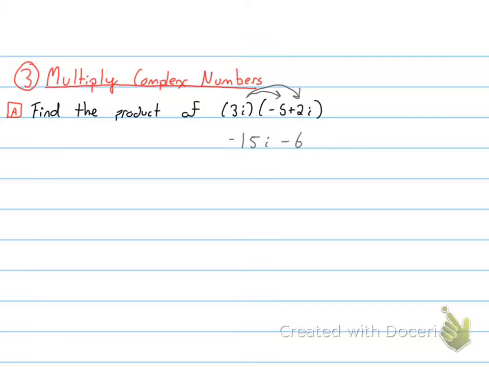And now 6 times negative 1 will leave me with minus 6. I'm going to rearrange this so it's in a plus bi form. My final answer is negative 6 minus 15i.